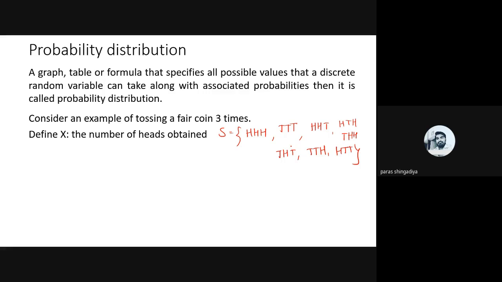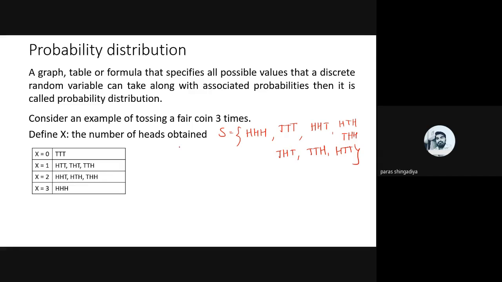Now X denotes, what is the random variable defined here? X denotes the number of heads obtained. So what is the output of X of TTT? That is equal to 0. There is no head here. So number of heads means X of TTT is equal to 0.